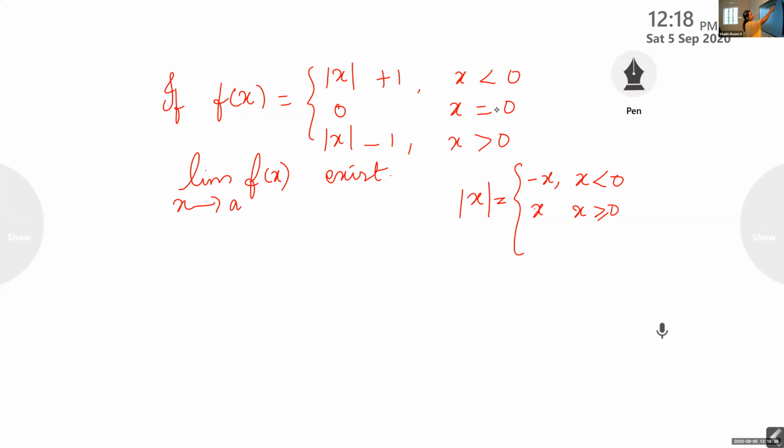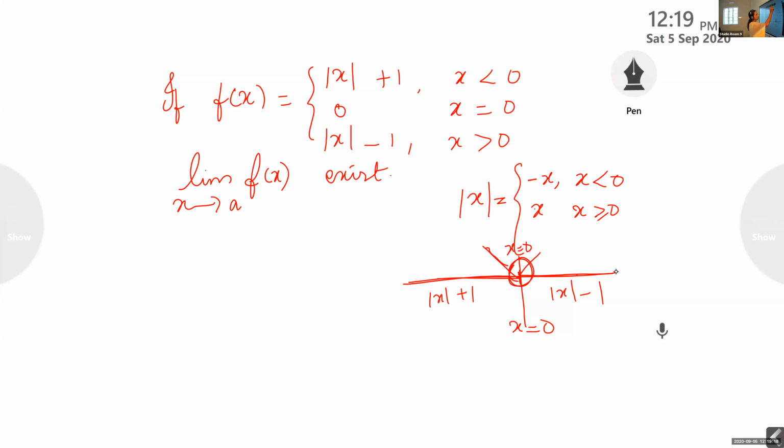If you look here, for x less than 0, it is modulus of x plus 1. For x equal to 0, it is 0. And for x greater than 0, the function is modulus of x minus 1. If you take any number less than 0, the function is the same, modulus of x plus 1. For all the numbers greater than 0, it is modulus of x minus 1. So only at x equal to 0, the function is deviating, isn't it? There is a change happening here.